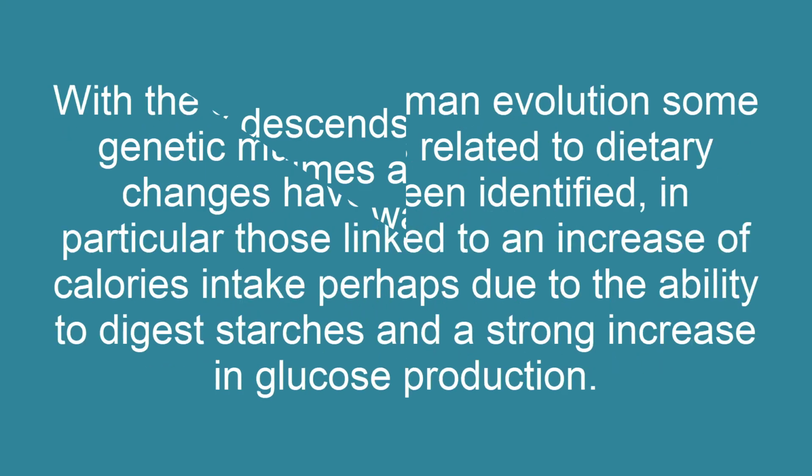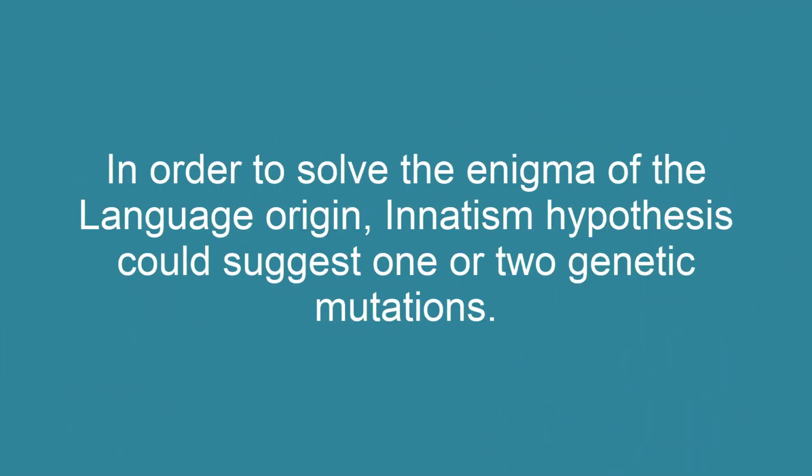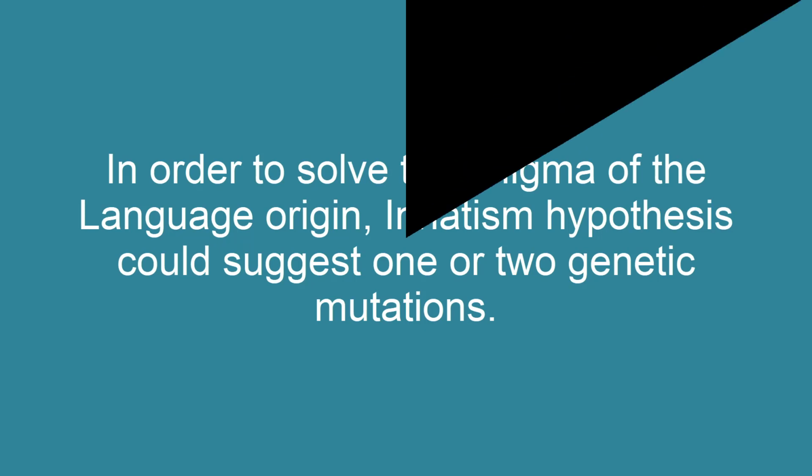With the study of human evolution, some genetic mutations related to dietary changes have been identified, in particular linked to an increase in calorie intake, perhaps due to the ability to digest starches, and a strong increase in glucose production. In order to solve the enigma of the language origin, the innatism hypothesis could suggest one or two genetic mutations.